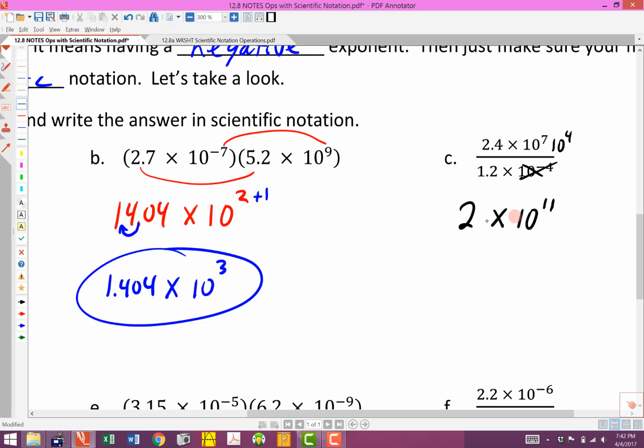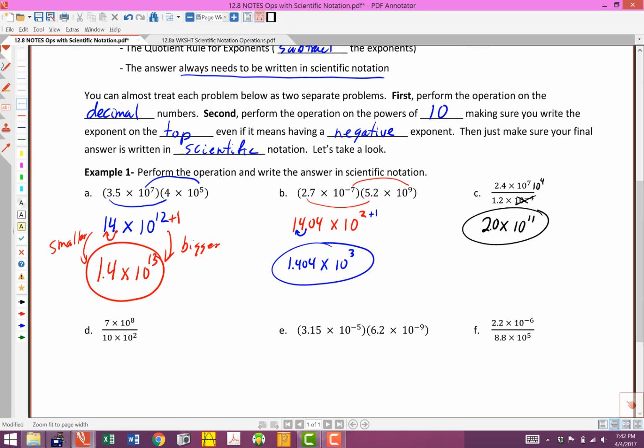Now let's check and see. Do we have a decimal number with just one non-zero digit in front? The answer to that is yes. If you wanted to make it perfectly clear, we'd do 2.0 times the power of 10. So that right there is the answer. All set and done. So not too bad. Take a look at those. I'm hoping that's sinking in as to how we do these.